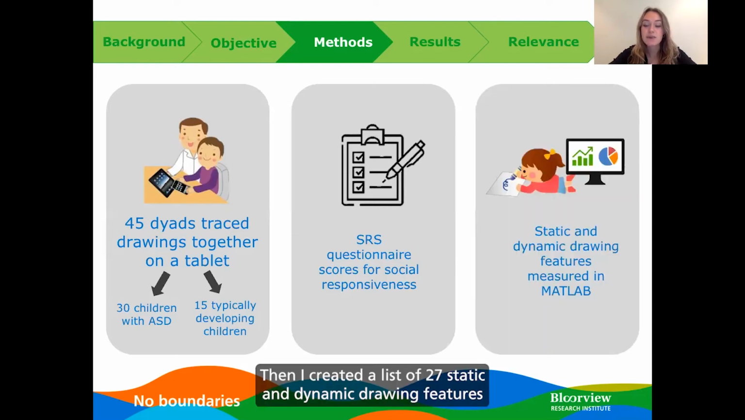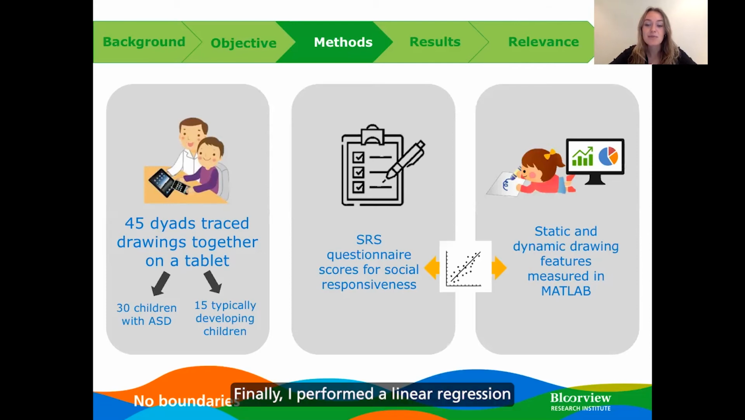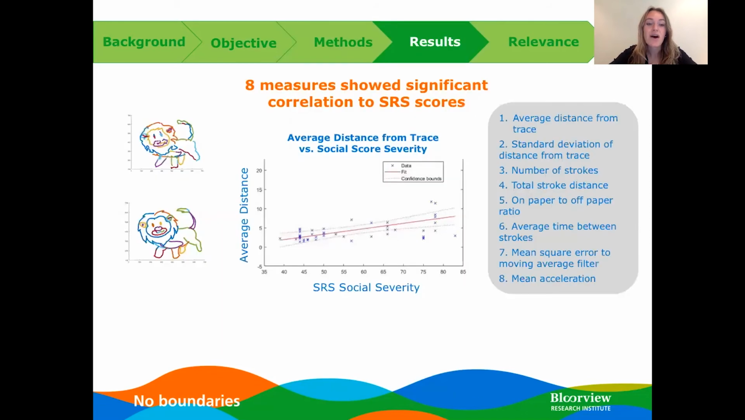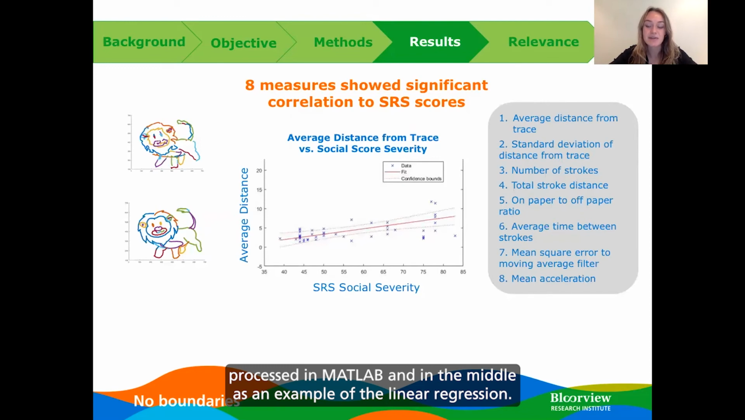Then I created a list of 27 static and dynamic drawing features based on drawing analyses in the literature and used MATLAB to measure these features in the drawings. Finally, I performed a linear regression between these drawing features and the SRS scores. On the left here are some examples of the lion trace processed in MATLAB, and in the middle is an example of the linear regression.